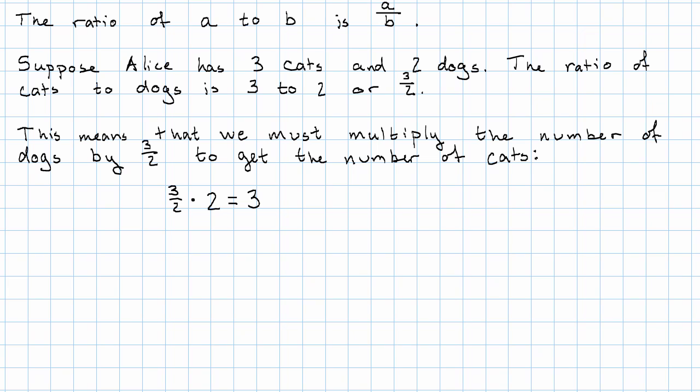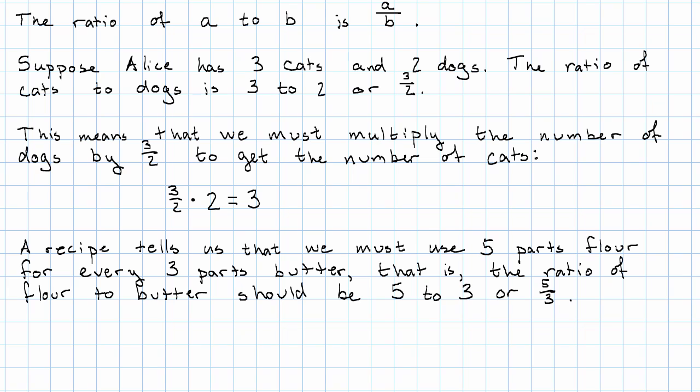Okay, so why is this useful? There are many situations in which we'll want to use a ratio, but one of the most obvious ones is a situation in which we know a ratio and the value of one quantity, and we want to find the value of the other. So, for example, suppose that a recipe tells us that we must use 5 parts flour for every 3 parts butter. That is, that the ratio of flour to butter should be 5 to 3, or 5 over 3, 5/3.